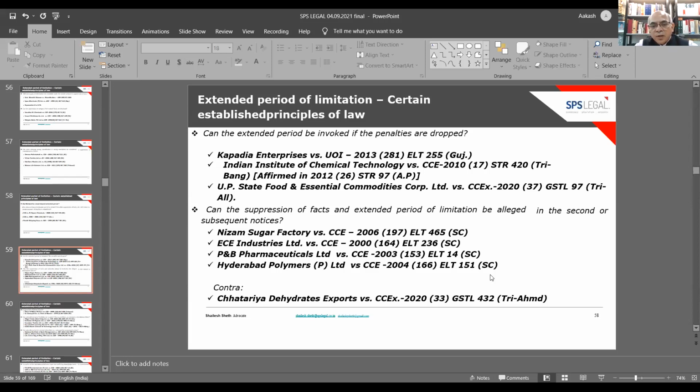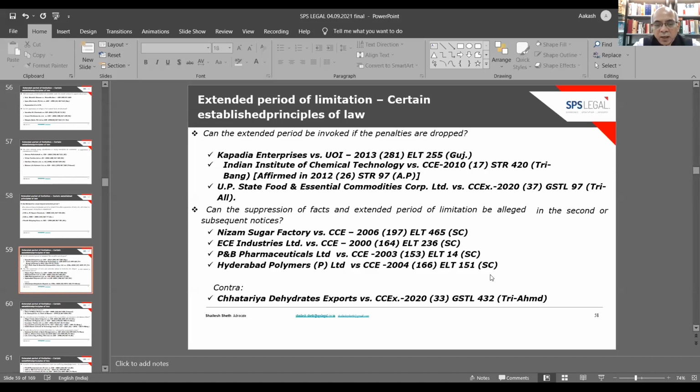The most important judgment, obviously, started with ECE Industries, PNB Pharmaceutical, Hyderabad Polymers, and then in Nizam Sugar, the Supreme Court has further explained and elaborated it. In all these cases, it has been laid down that when all the facts were within the knowledge of the department when the first SOCOS notice was issued, the allegations of willful suppression and invocation of the extended period in the second SOCOS notice is not permissible in law.